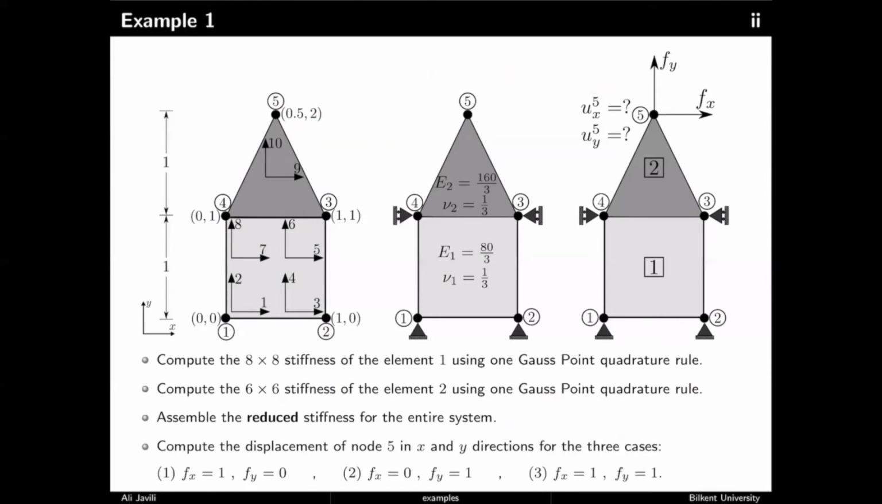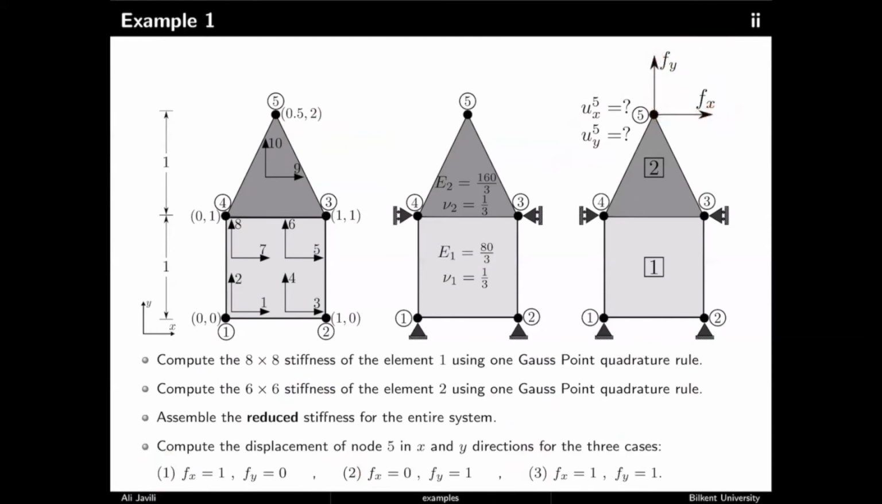Now that you have that reduced system, I just ask you to calculate the displacement of node 5 in the x and y direction, so u5x and u5y, for these 3 combinations. The first combination basically tells you that you have a force in the horizontal direction. That's it. So there is no vertical force. The second one tells you that you have a force in the vertical direction. The third combination tells you that you have a force which has two components, one horizontal and one vertical, that are also equal.